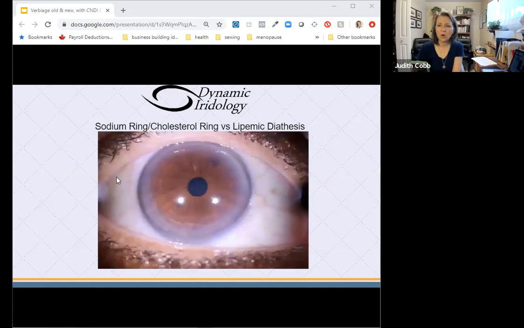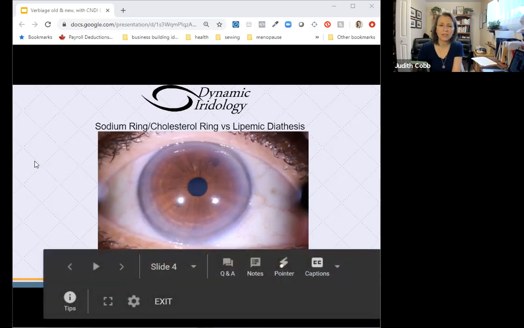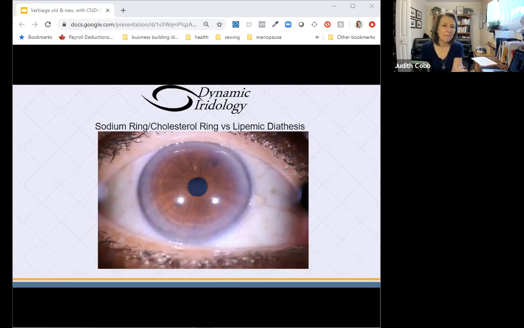Sodium ring or cholesterol ring versus lipemic diathesis. So this would be this milky white ring that's going around the edge of the iris here. While there is sometimes a correlation between the presence of a cholesterol ring and hardening of the arteries and senility, because its other name is arcus senilis, don't you just love that one? It's not a really strong correlation. And so the new name that we use for this is lipemic diathesis. And this name includes corneal arcus, corneal annulus, and corneal opacity. Those are other terms that are considered to be modern terms.